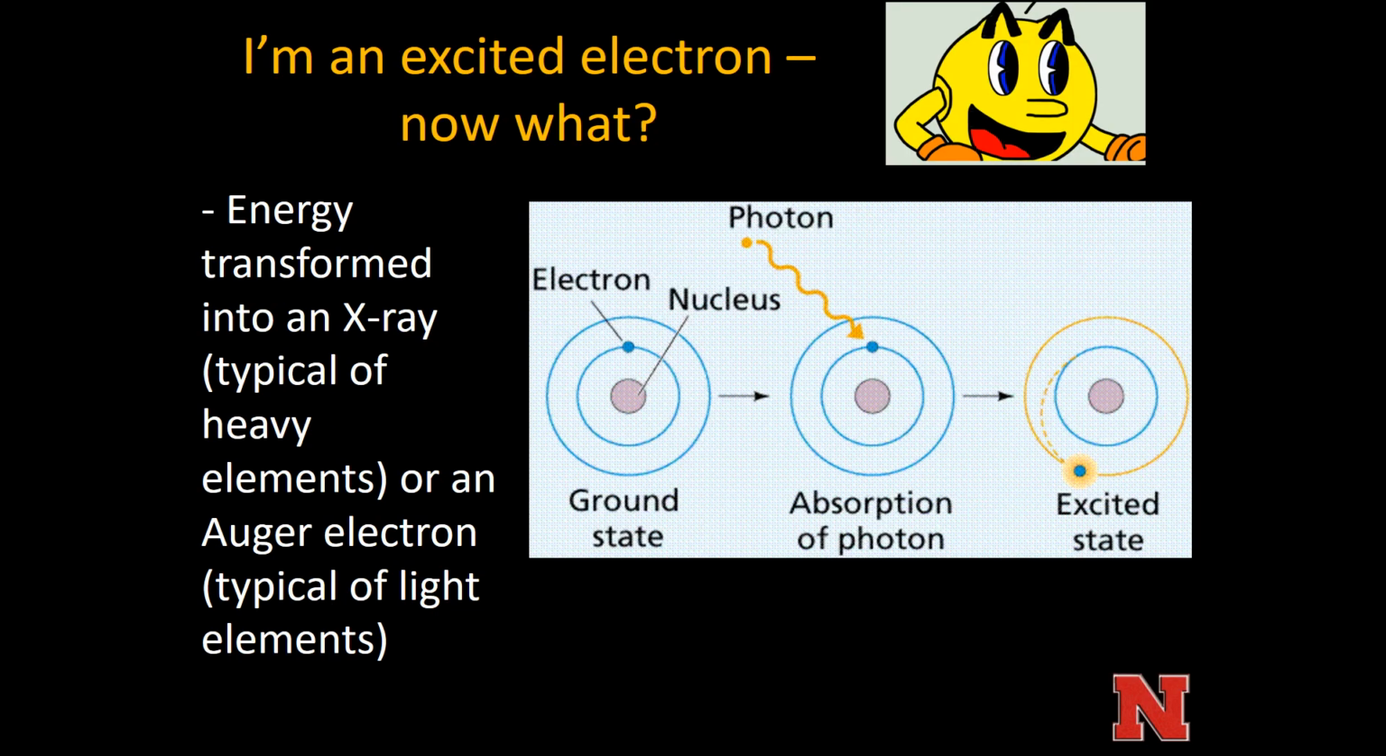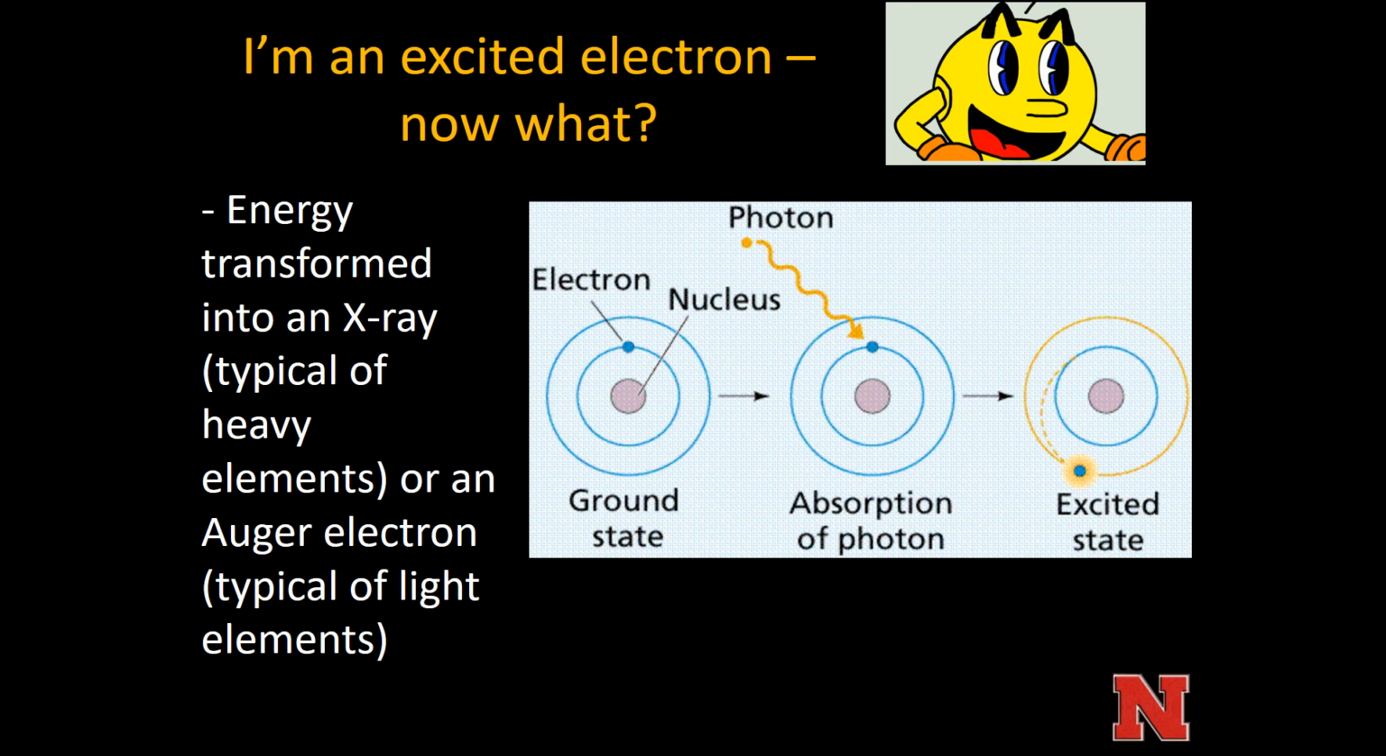So once an electron is excited, what's going to happen? So in this example, a photon, or just a form of energy, is exerted upon the ground state of an atom. It's absorbed, and then that atom goes into an excited state where the electron hasn't been released, but it's excited. What can happen is that energy that went into that excited state, or that excited electron, can be transformed into an X-ray. This typically happens with heavy elements, which is why a lot of heavy elements are used for X-ray production in a diagnostic radiology X-ray machine.